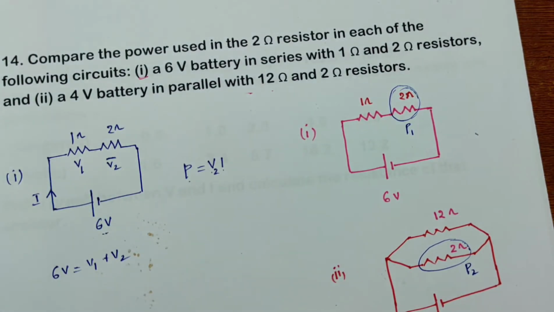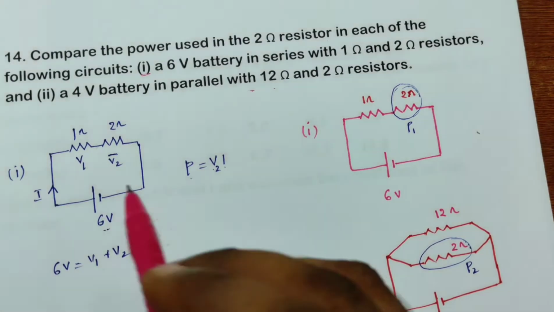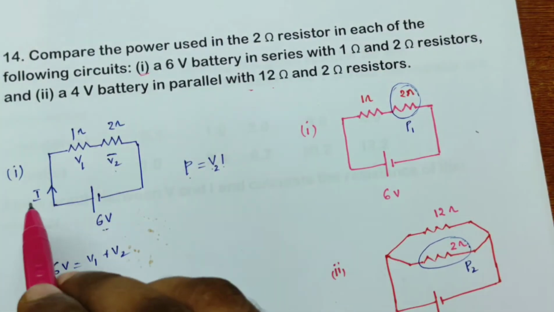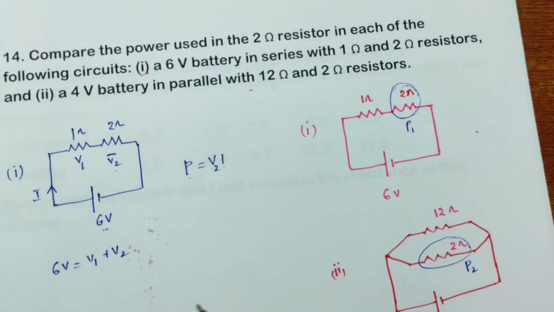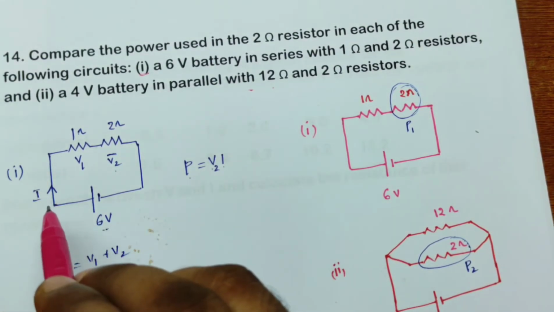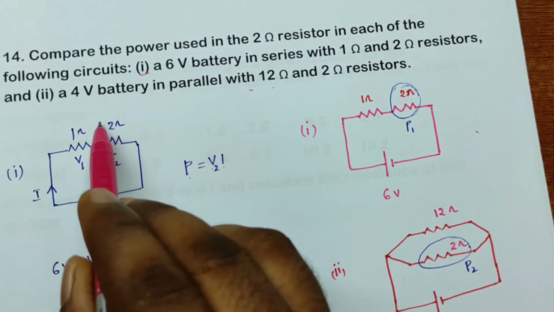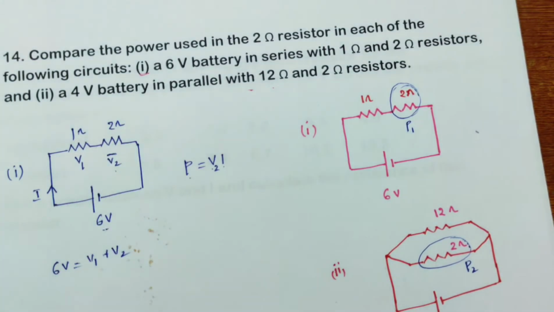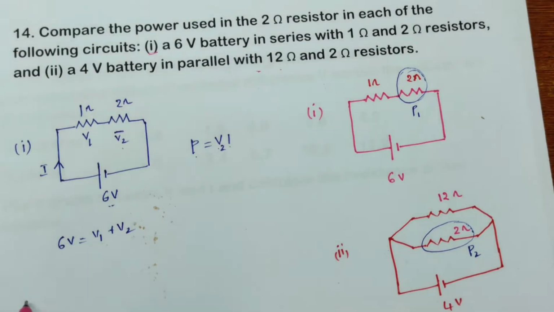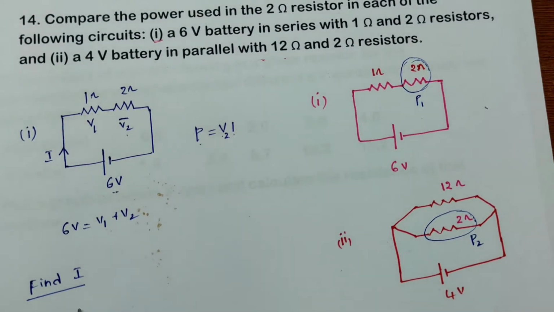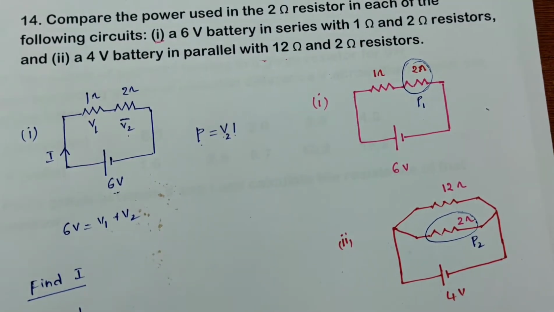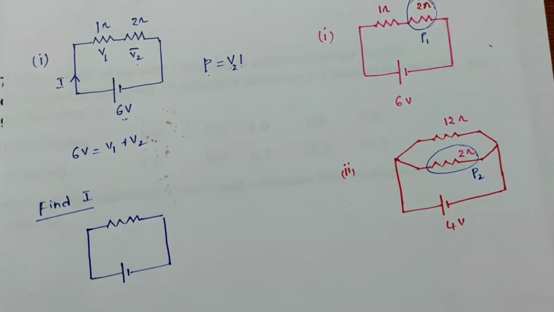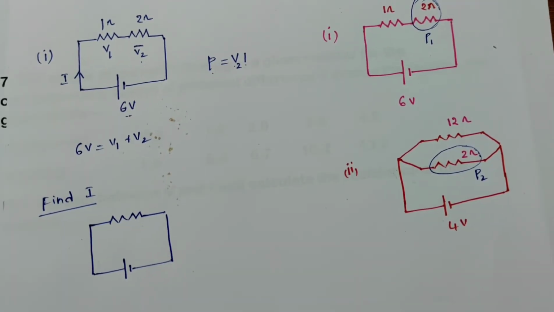Okay. Now what we need to find? Do you know V2? No, we don't know. Do you know I? No, we don't know. So how to find this one? First of all, I am going to find I, the current in the circuit. If you find the equivalent resistance, then we can find I easily. So I am going to find I such that the equivalent resistance will come like this. Only a single resistance will come. Instead of two resistors, we are going to get only a single resistor.